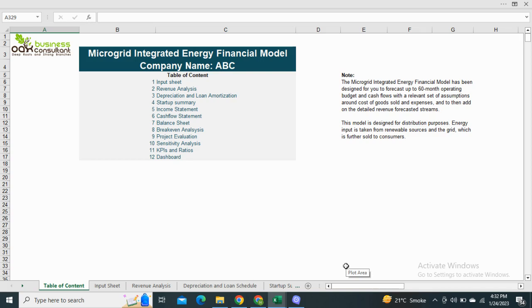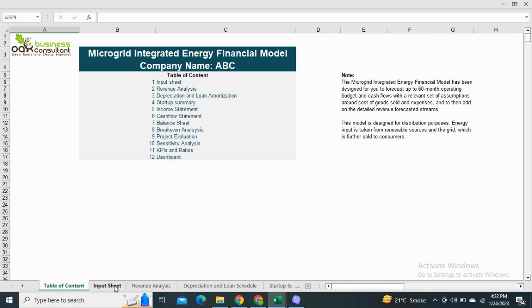So, starting with the table of contents, this sheet includes the input sheet for the assumptions, revenue analysis sheet, financial statements, and the dashboard for the visual representation of your financial performance.